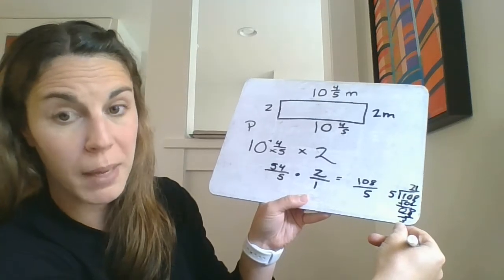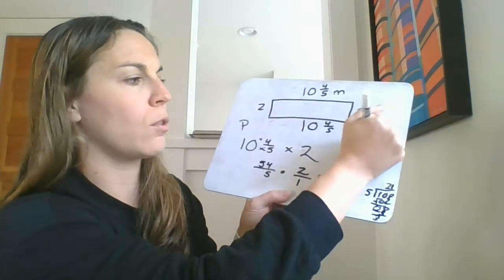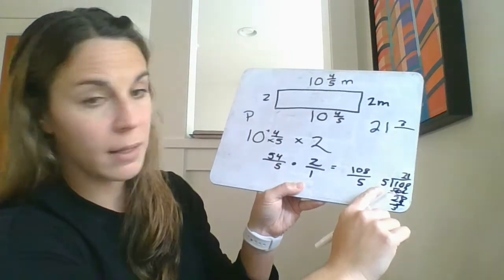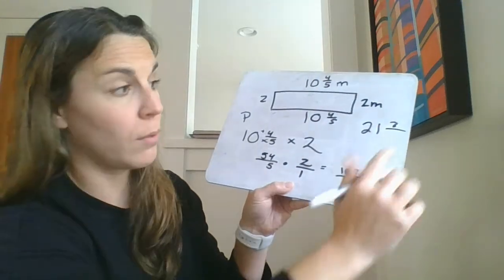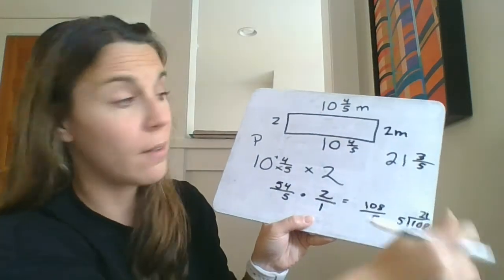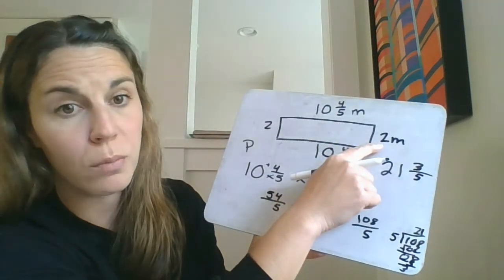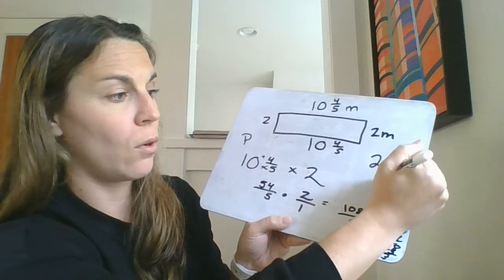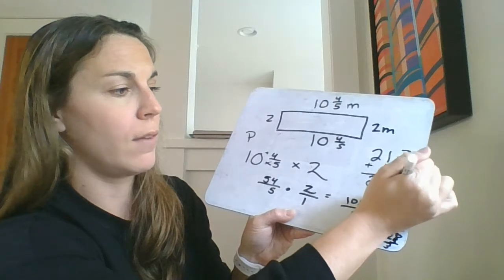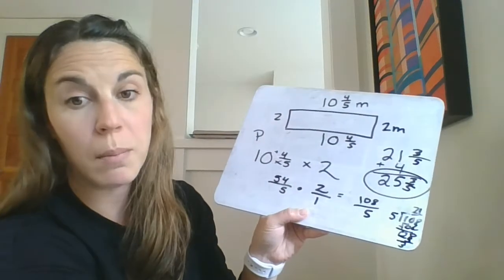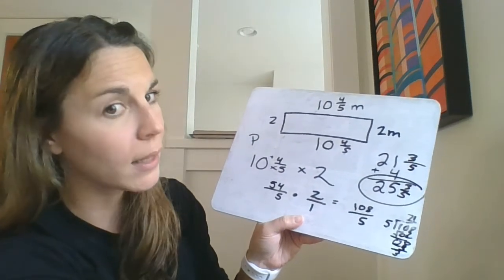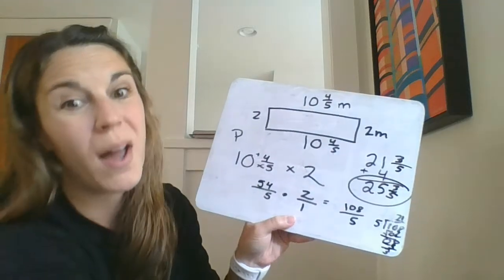So whatever I'm left with becomes my numerator. So I would have 21 and 3. And then because my divisor was a 5, it's going to stay a 5. So it'd be 21 and 3 fifths. And then I just have to add 4 to that, because 2 plus 2 is 4. So if I add 4 wholes to that, I get 25 and 3 fifths. So that would be my perimeter, and then it would just be in meters. Okay, so it's a little harder with fractions, but it's stuff that you guys know how to do.